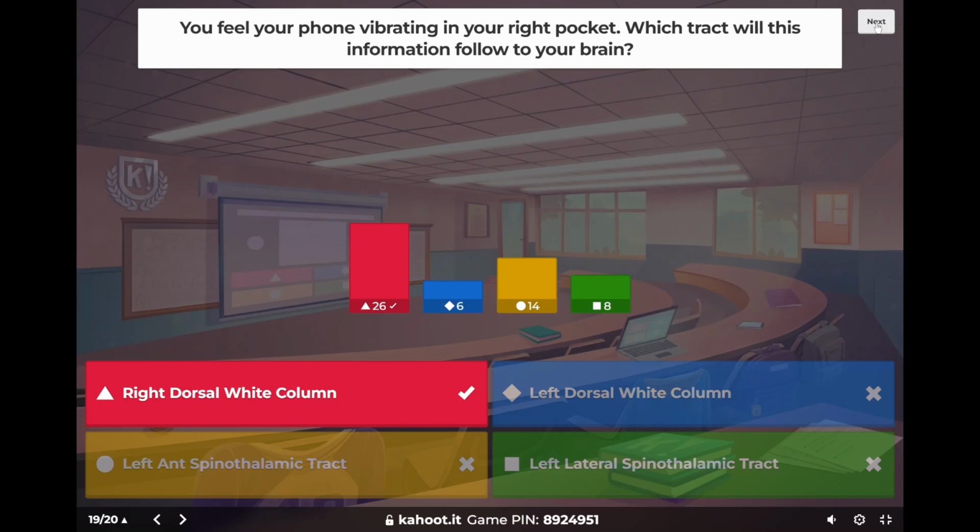Anterior spinothalamic tract. What's that? The anterior one is light touch and pressure. Your lateral spinothalamic tract is pain and temperature.